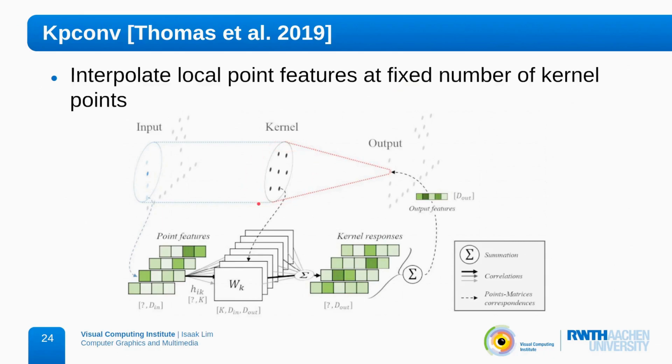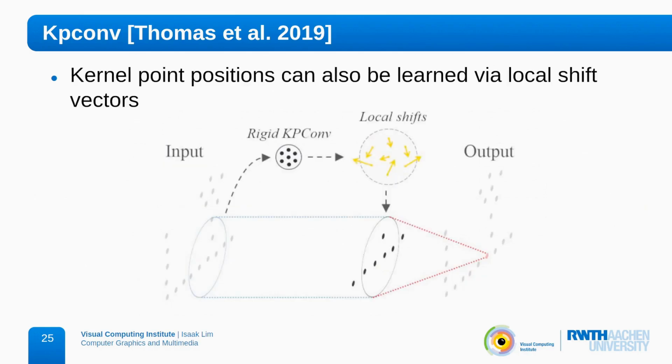So by making use of these kernel weights, we are able to handle irregular neighborhoods in point clouds. And of course, these kernel point positions do not have to be fixed. During training, we can optimize the shifting of these points according to some objective function. And in this way, we can tune our kernel point positions to our data set, which can improve results.